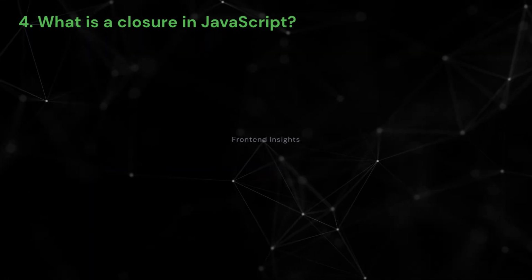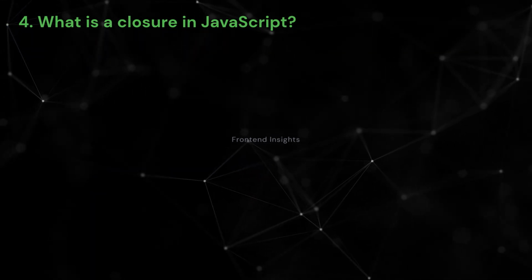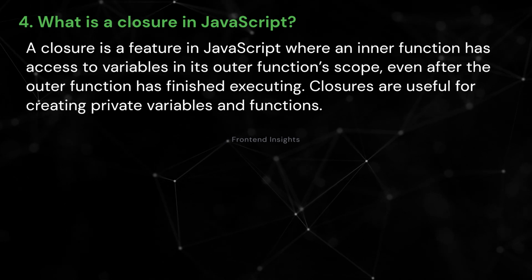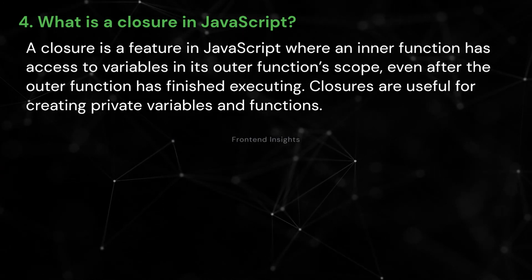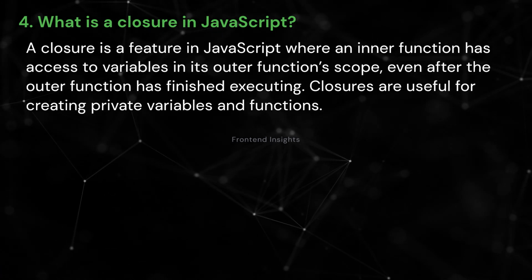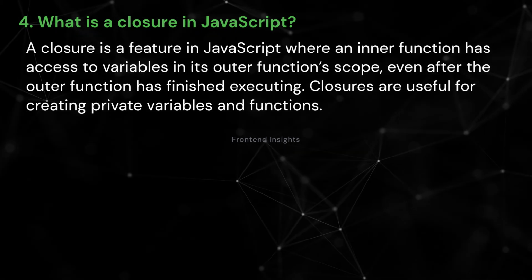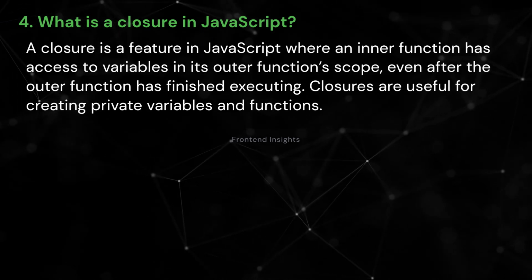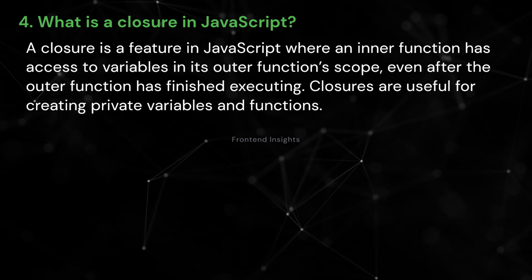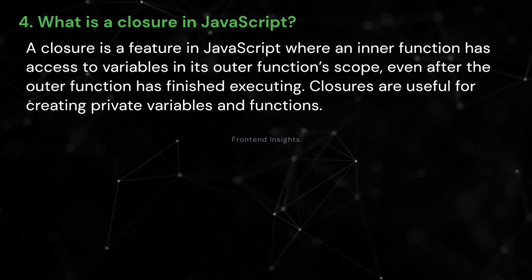Next question, what is a closure in JavaScript? A closure is a feature in JavaScript where an inner function has access to variables in its outer function's scope, even after the outer function has finished executing. Closures are useful for creating private variables and functions.